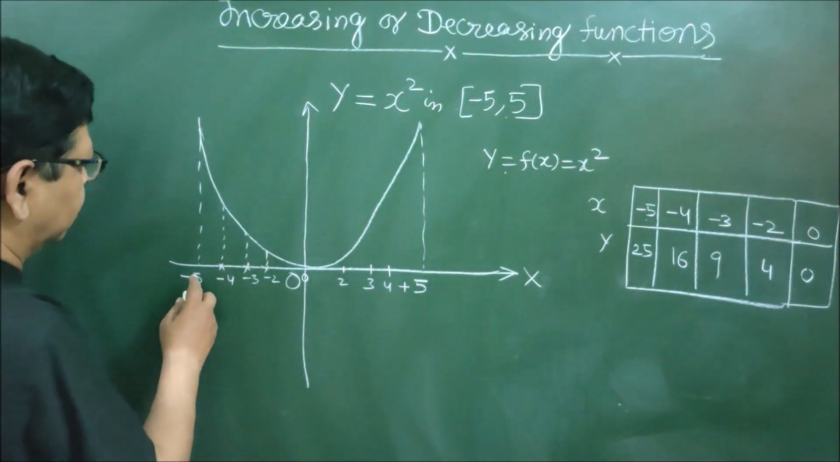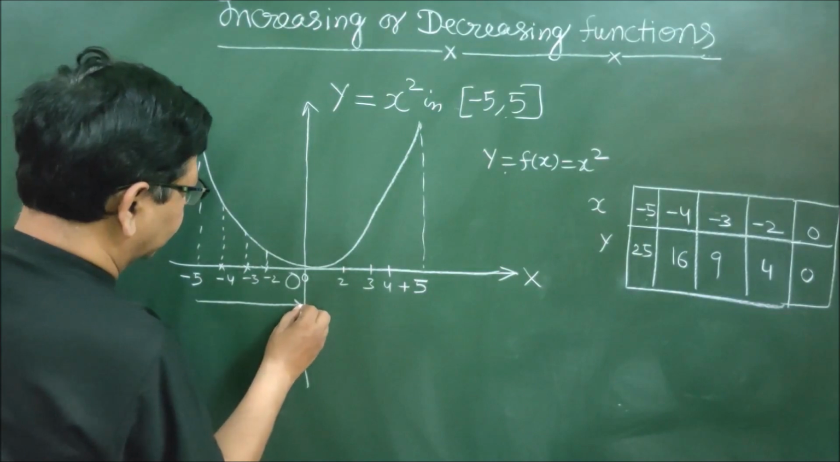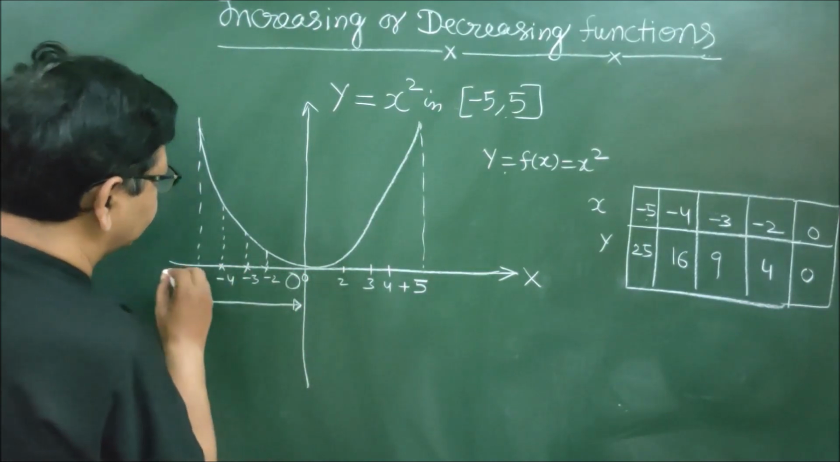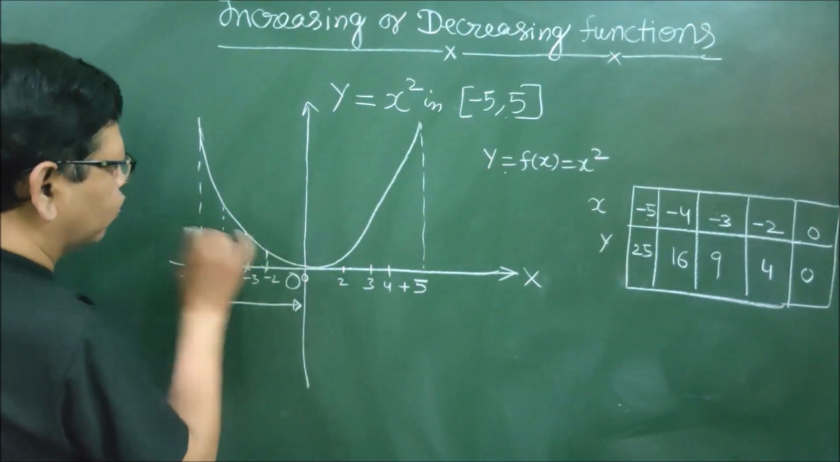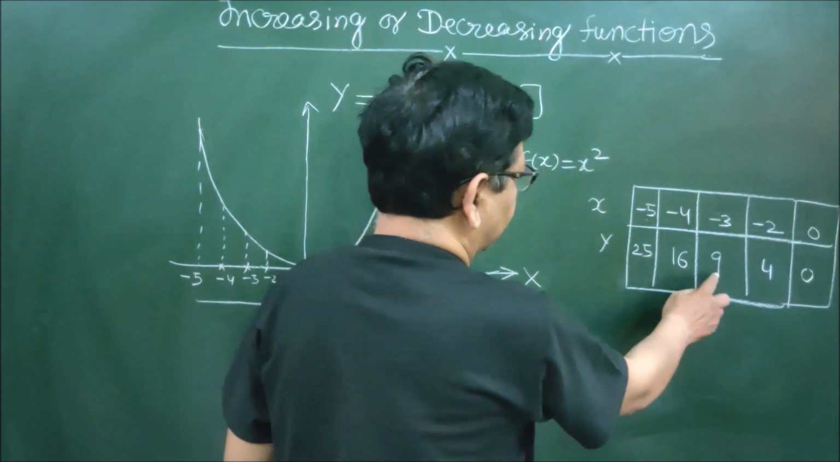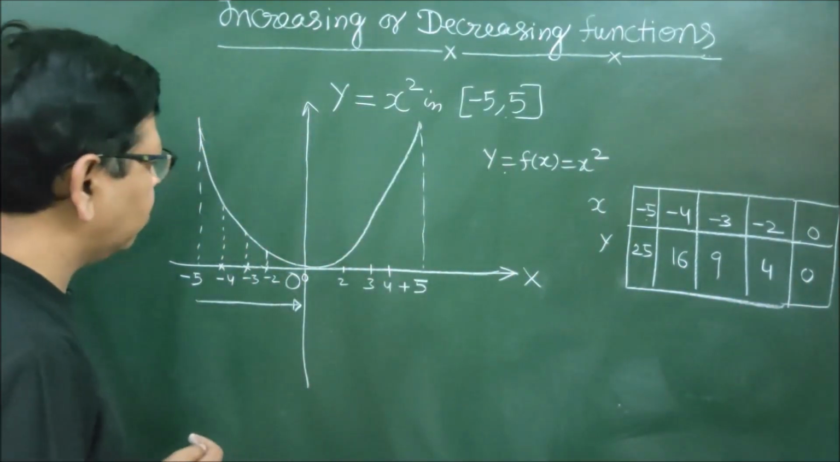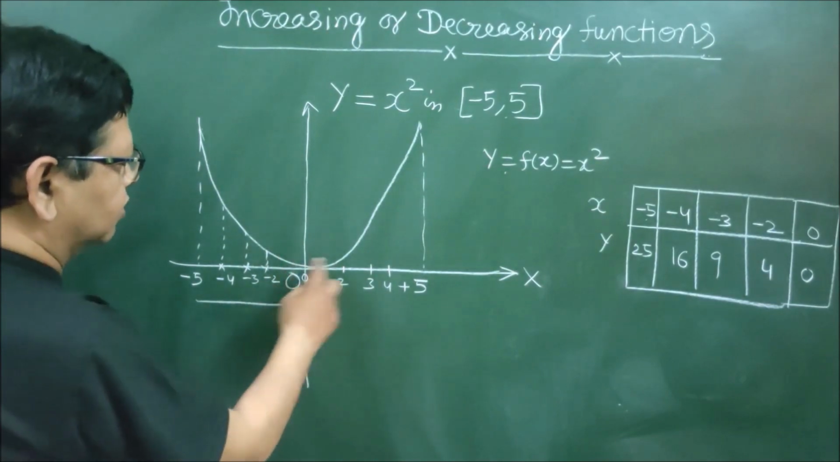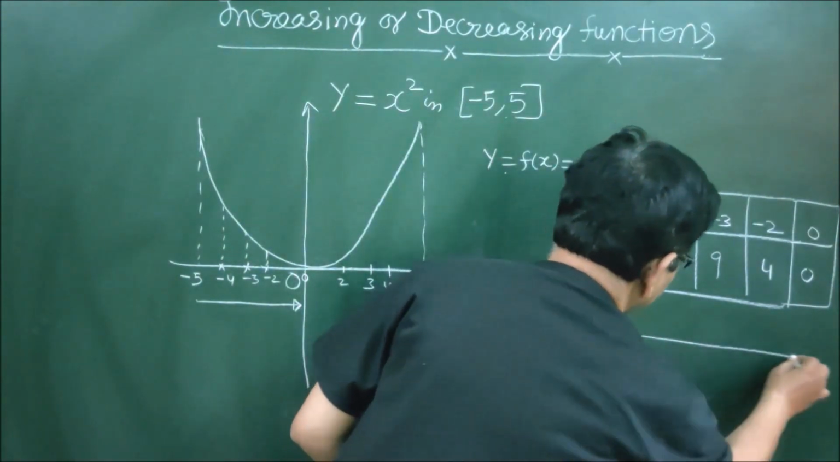So when we proceed on the number line from left to right, that is when the value of x is increasing, the value of y goes on decreasing. This length goes on decreasing. First it is 25, then 16, then 9, then 4, and then 0. On the other side, means right side, let us draw the table again.